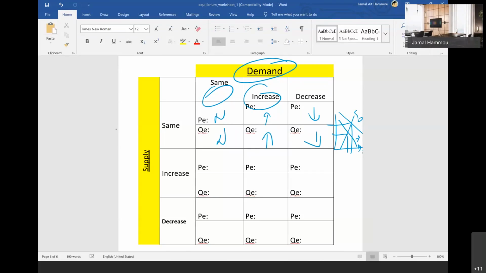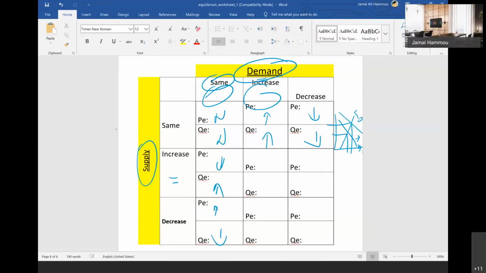Now, what if the demand stays the same here, and then we're going to change the supply? This is just one case. So demand stays the same. If we increase the supply, the price will go down and the quantity will go up. If demand stays the same and we decrease the supply, the price will go up, the quantity will go down.